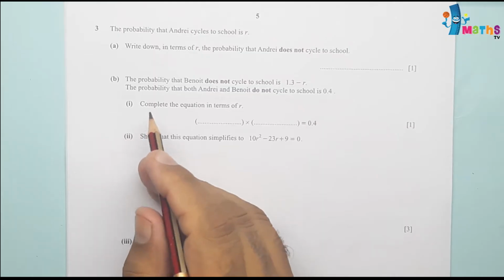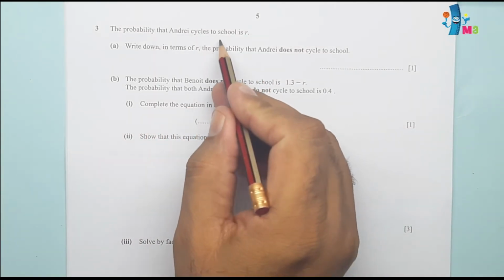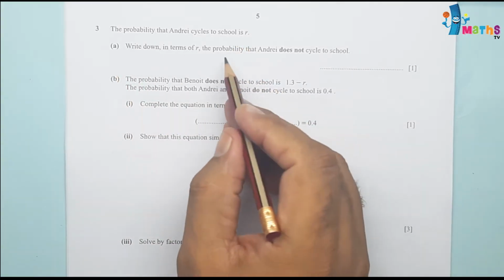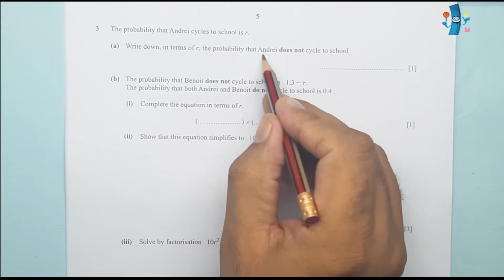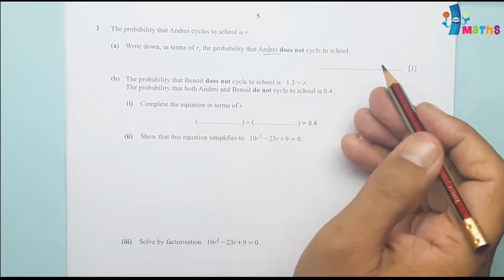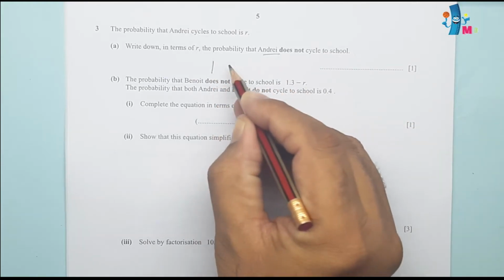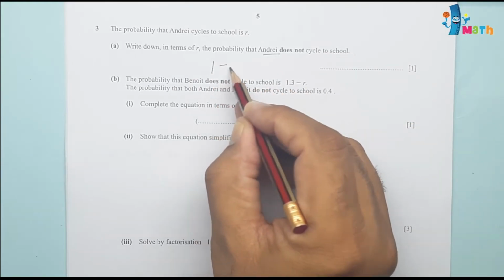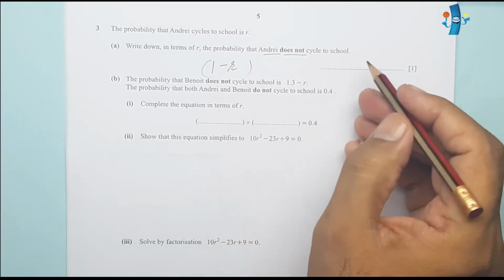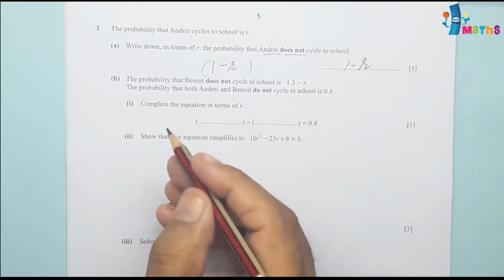Question number 3. The probability that Andre cycles to school is r. Write down, in terms of r, the probability that he does not cycle to school. We know that total probability is 1, so 1 minus r will be the probability that he does not cycle to school. So 1 minus r will be our answer.